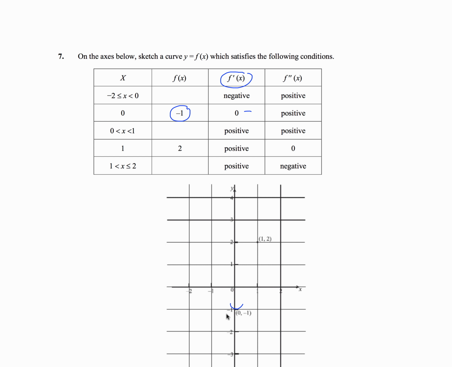So I've got a little minimum there. On the left of this, I'm a decreasing function and I look upwards. On the right of this, I am increasing and also look upwards. My second derivative is 0 there, and the concavity changes. So this is a point of inflection, but I keep increasing.